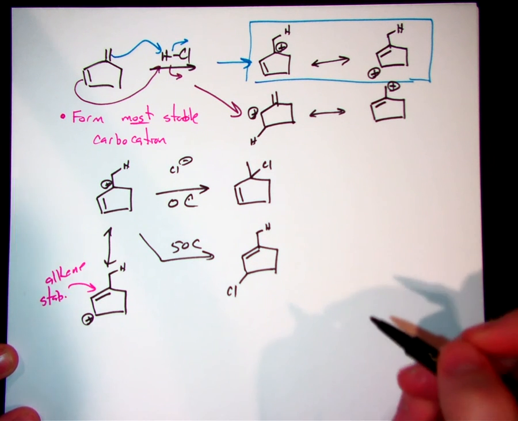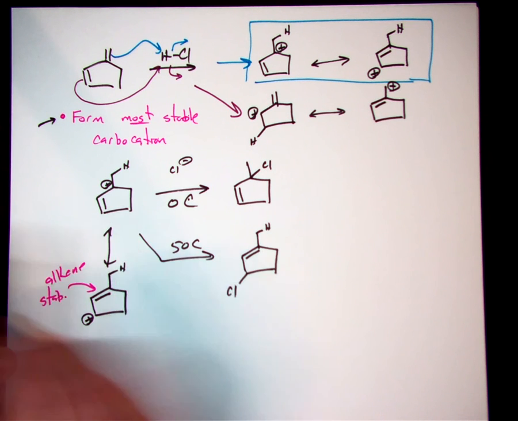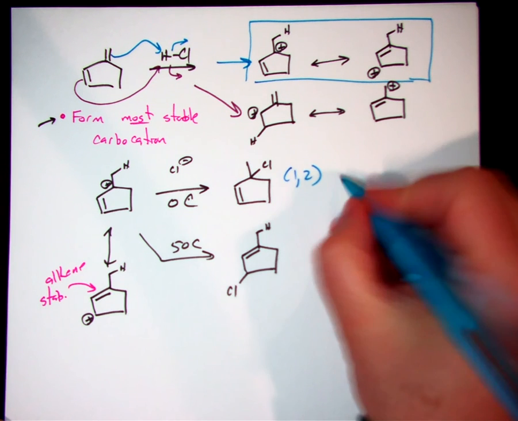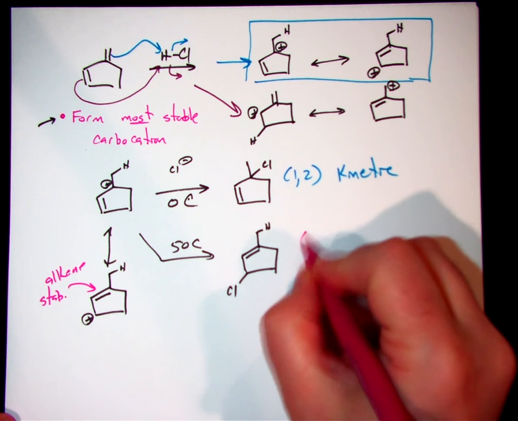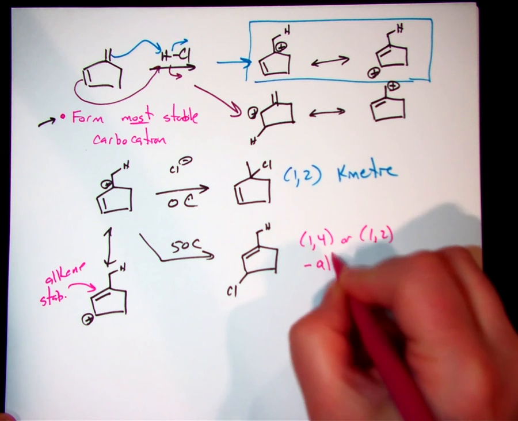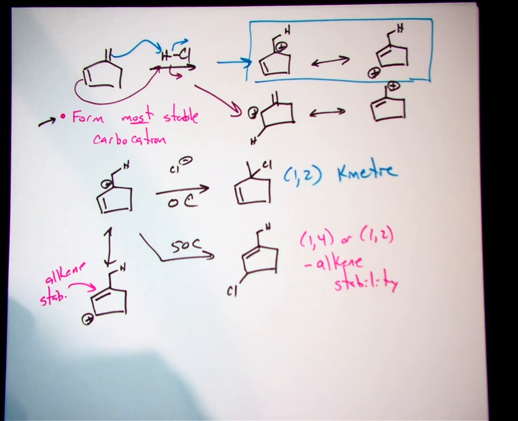So when you do these types of problems, the first thing you want to do, try to form the more stable carbocation that you can get. From that carbocation, you do the 1,2 addition product to get to the kinetic product. And then for the thermodynamic product, you really have to look at the alkene stability. 1,4 or 1,2. Look at that alkene stability. That's going to tell you which one is which. It's typically 1,4, but it's not always going to be 1,4. So hopefully this information is useful as you try to solve these types of diene addition problems.